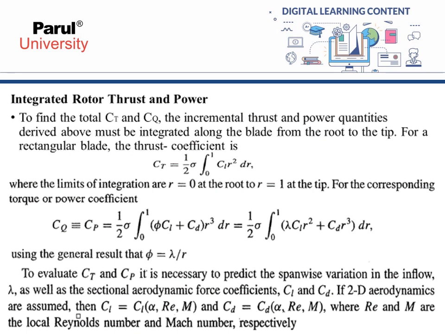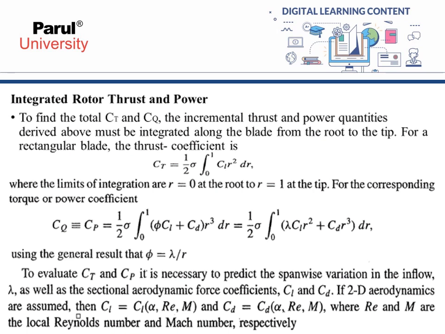For the corresponding torque or power coefficient, CQ equal to CP is equal to 1 upon 2 sigma integration 0 to 1 phi Cl plus Cd r square into dr, is equal to 1 upon 2 sigma integration 0 to 1 lambda Cl r square plus Cd r square into dr. Using the general result that phi is equal to lambda by r to evaluate CT and CQ, it is necessary to predict the span-wise variation in the inflow lambda as well as the sectional aerodynamic force coefficients Cl and Cd.